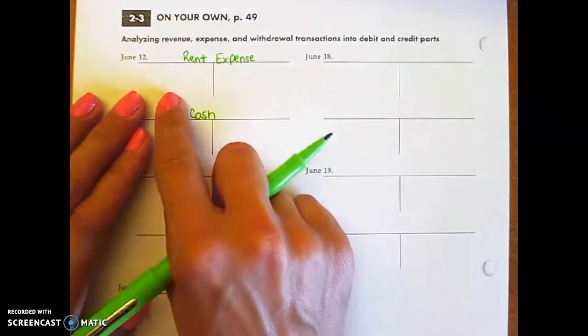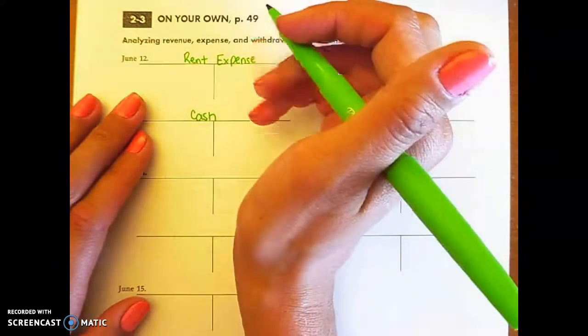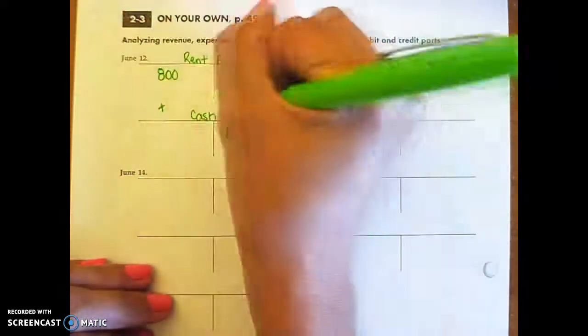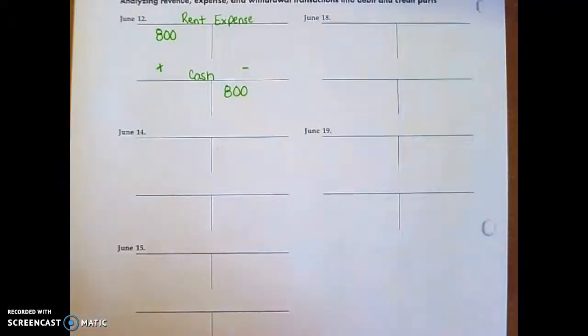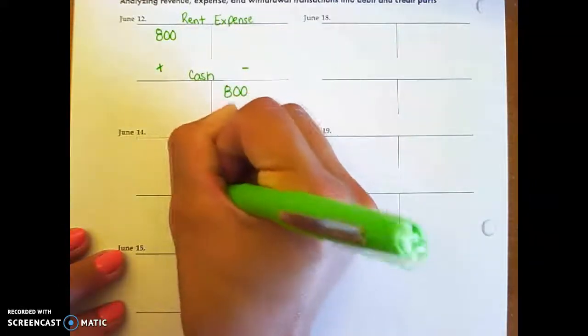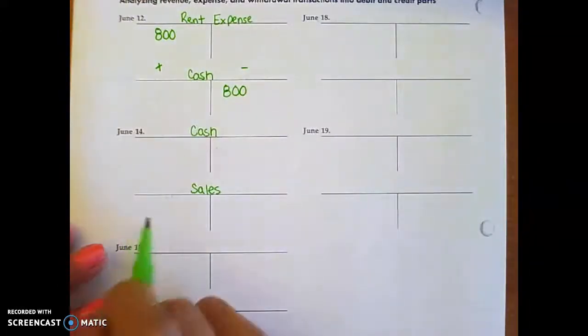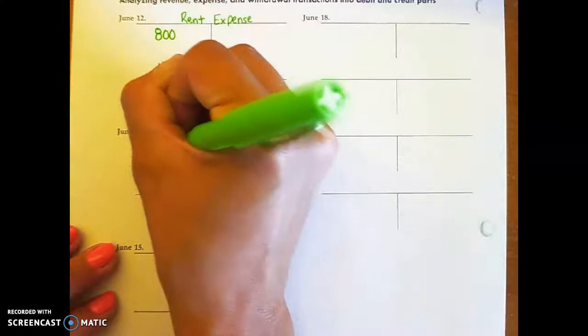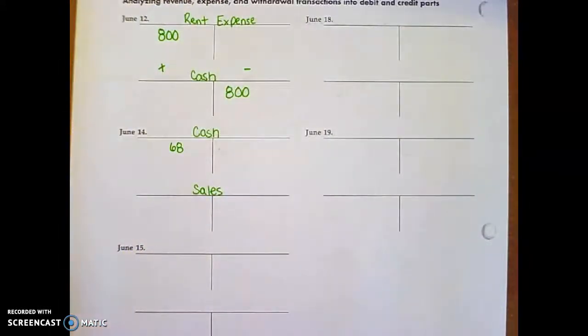So expenses are increased with a debit. We paid $800 for rent. Cash is decreased then with a credit. Remember, cash is increased with a debit, decreased with a credit. On June 14th, we received cash from sales, so I will record cash and then sales. We received cash, so cash, this asset account, is increasing by $68. Sales is a revenue account. Our revenue is increasing and it increases with a credit, so we will record $68 credit.